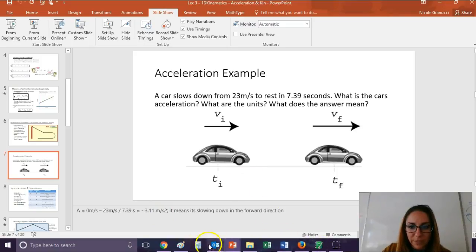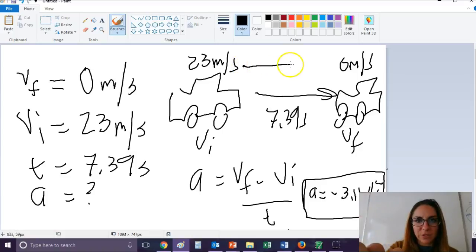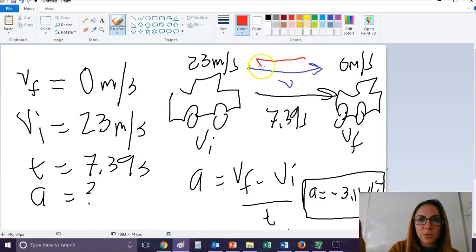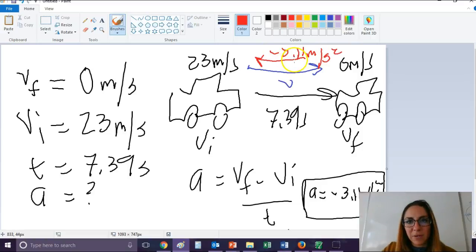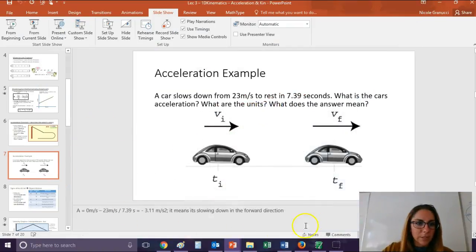So if you look at my drawing, we're slowing down. So the negative, so my velocity vector, actually I'll do it in a different color. My velocity is going this way, which is the positive direction. But my acceleration is going against it, which is what the negative means. It's going against my motion. And remember, when we have acceleration going against your motion, the object slows down. So that's what that means.